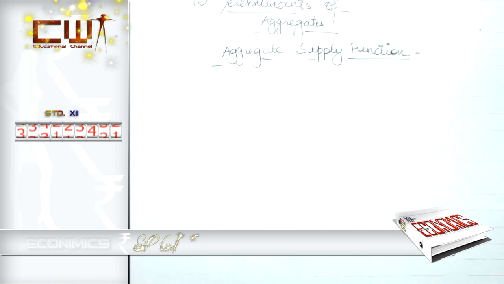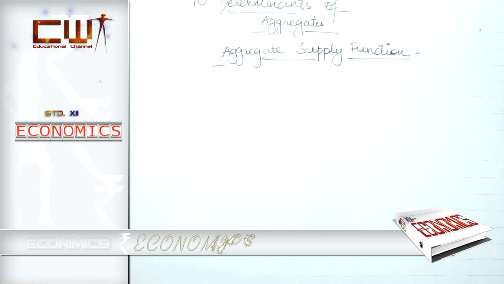Aggregate supply function. Aggregate supply refers to the total amount of goods and services produced and supplied in the economy during a given period of time. See, now you are studying the demand, that is goods that are demanded. Now aggregate supply function means goods and services supplied at a given period of time at a given income level. For Keynes, aggregate supply refers to the total quantity of goods and services which can be produced with available factors of production.